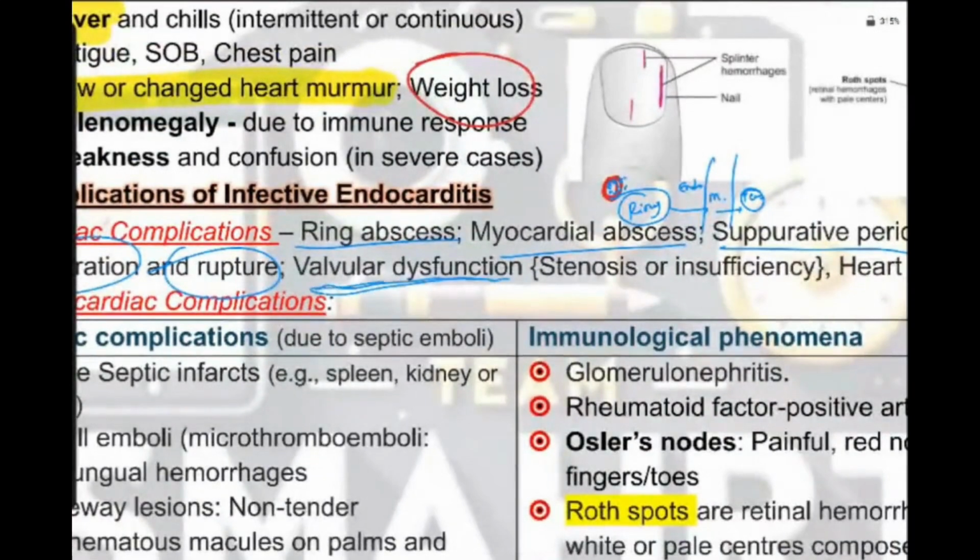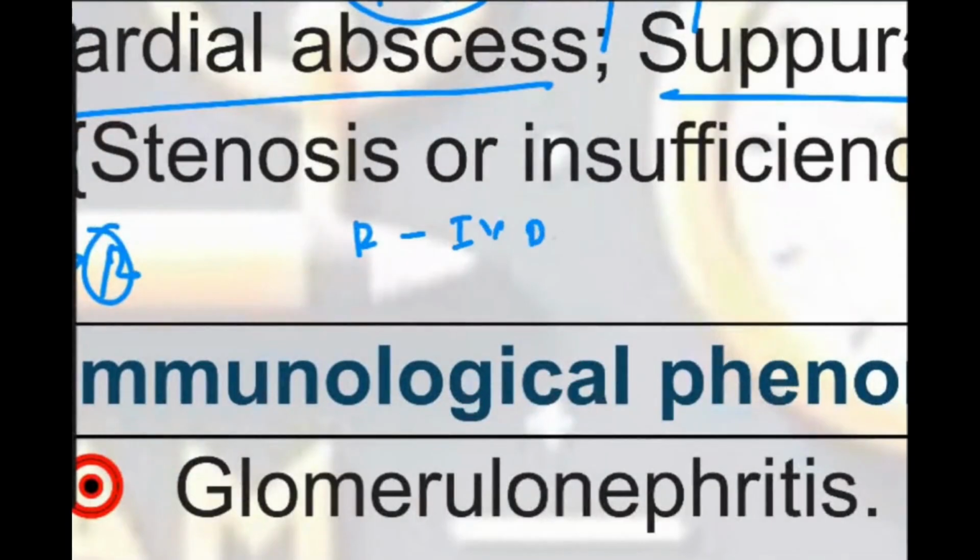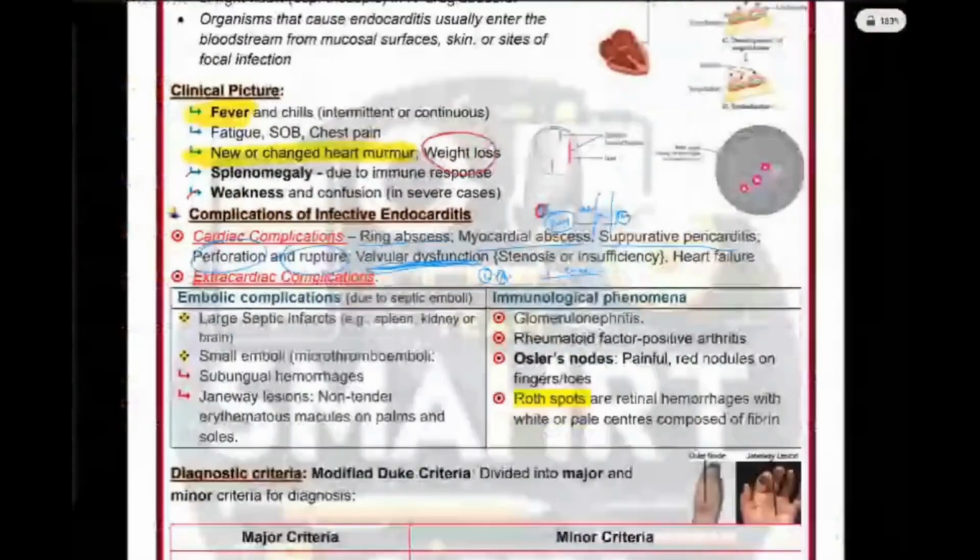For valvular dysfunction, always remember that the left heart is more affected than the right side. The right heart is mainly affected in IV drug abusers. These are the complications.